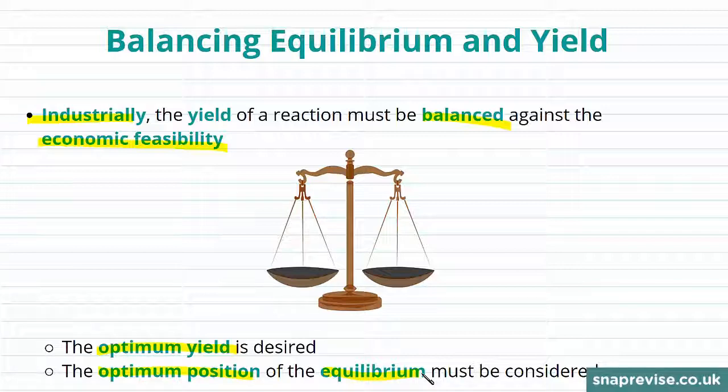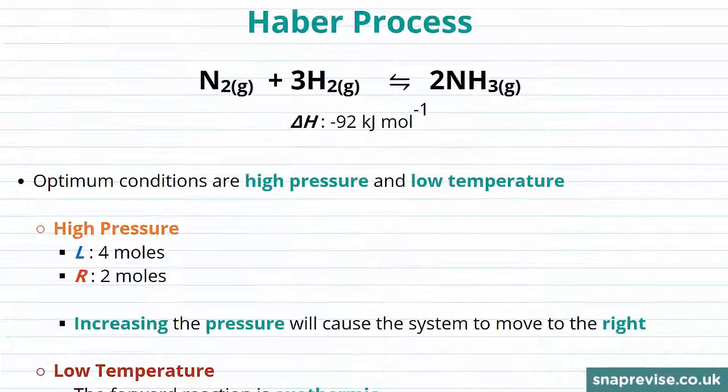Now, to understand this, we're going to put it into the context of the Haber process. The Haber process is a process you may be familiar with. It is a reaction between nitrogen and hydrogen to form ammonia, an incredibly useful chemical. So the optimum conditions for our Haber process are a high pressure and a low temperature. So let's look at why these are the optimum conditions.